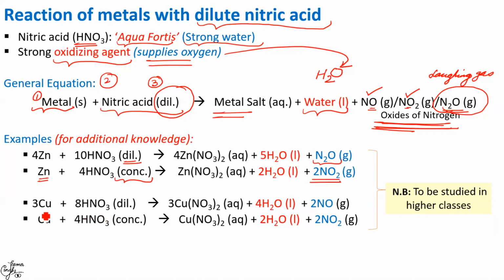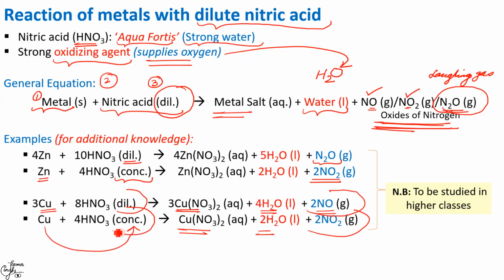Here you can see that copper, which otherwise does not react with dilute sulfuric acid and dilute hydrochloric acid, reacts with both dilute as well as concentrated nitric acid to give rise to copper nitrate. You have the same products here, copper nitrate and water, but a different oxide of nitrogen. When copper reacts with dilute nitric acid, you have nitric oxide, whereas when copper reacts with concentrated nitric acid, nitrogen dioxide is produced. Students note that these chemical equations are only for your additional knowledge.